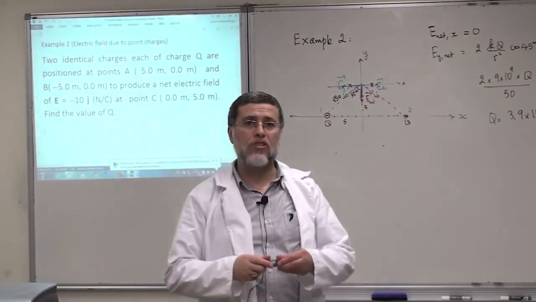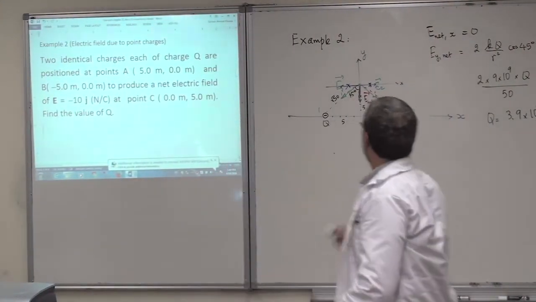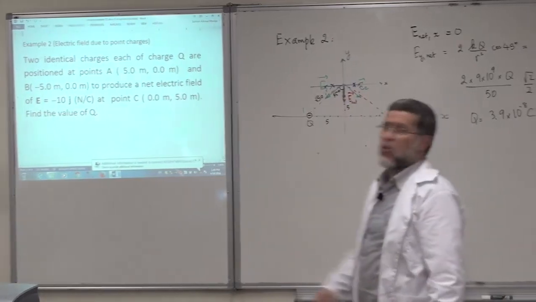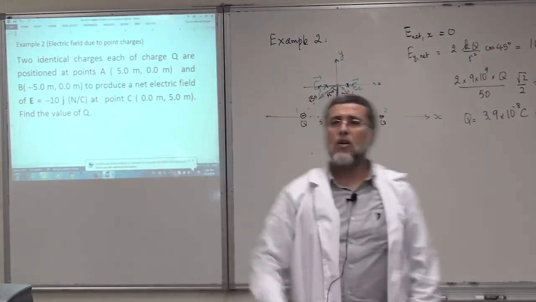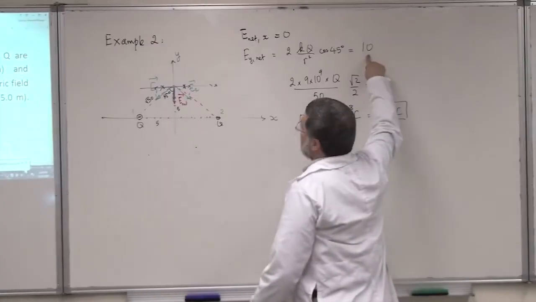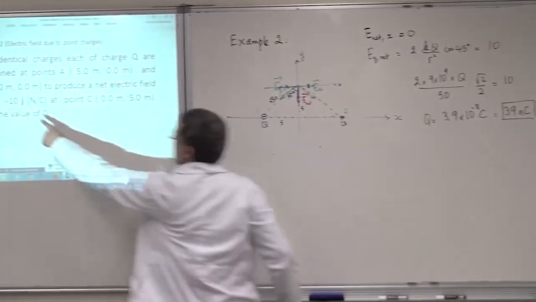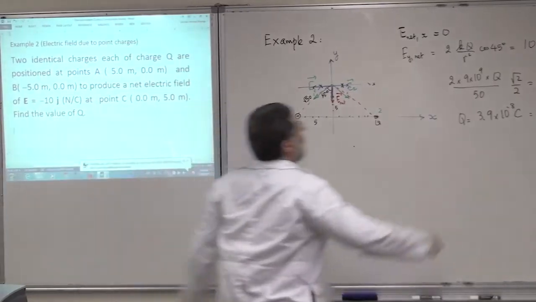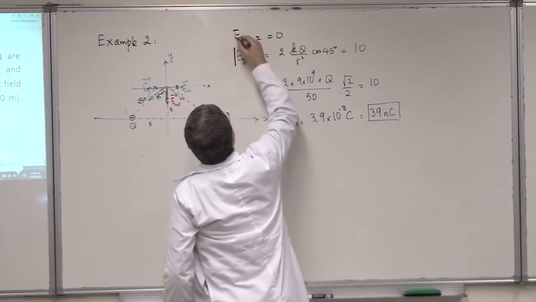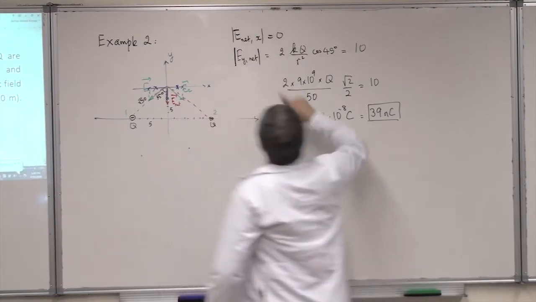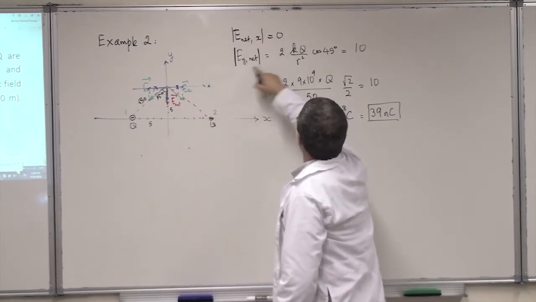Remember this is a two-dimensional problem. Be careful, my son. The net electric field is not 0, it's given to you with the direction, which is minus j. So here, you take only the magnitude, and you don't worry about the minus sign with j. This is the magnitude, because I'm doing E magnitude here. The magnitude of E along the y-axis is 10.